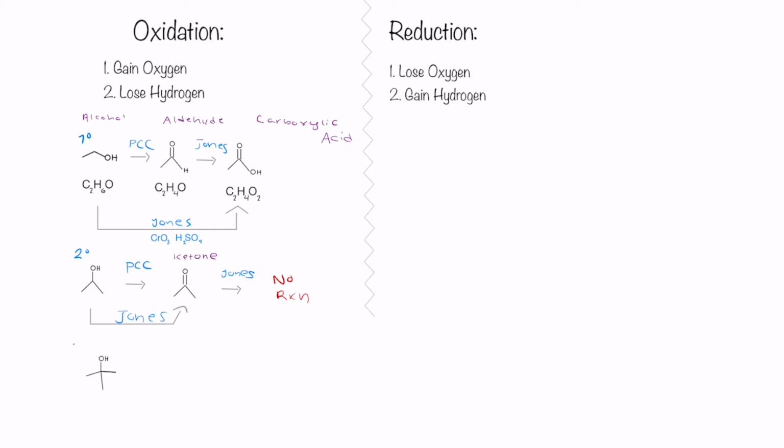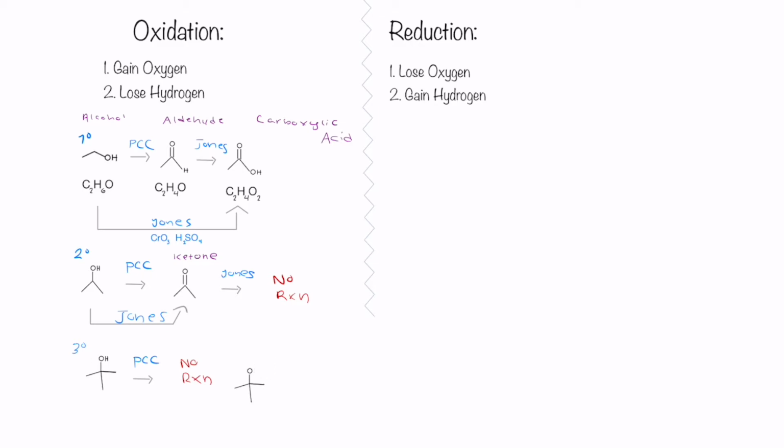Now, what if we have a tertiary alcohol? What would happen if we, let's say, add some PCC to this tertiary alcohol? Can we form a ketone or an aldehyde? And the answer is that we would have no reaction here as well, because there's no way we can possibly form a ketone here without compromising one of the carbons.